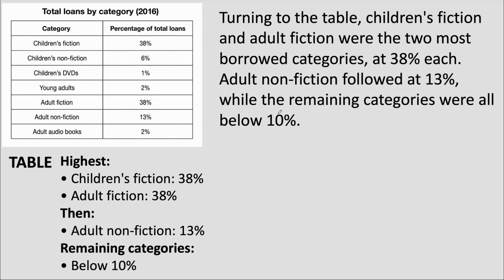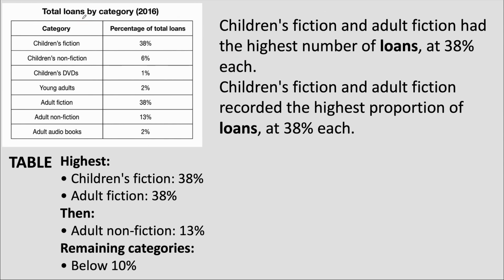One more thing I'd like to point out is the word borrowed. The question uses the word loans, but borrowed is a very natural way to describe the idea. But if you can't think of the word borrowed during the exam, you can still write a good answer using the word loans. For example, children's fiction and adult fiction had the highest number of loans at 38% each.